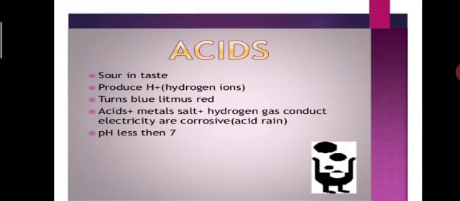So when we are talking about the characteristics, we can say that acids are sour in taste. They produce H plus ions, and the main characteristic is that they turn blue litmus paper into red.